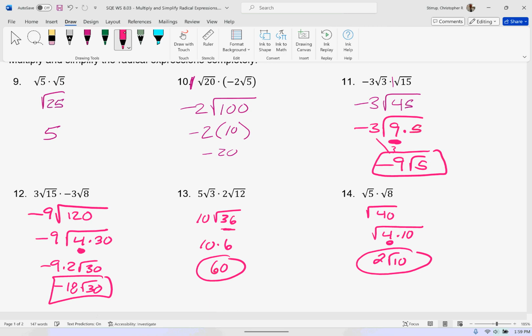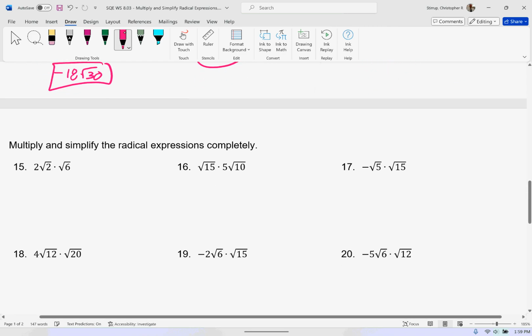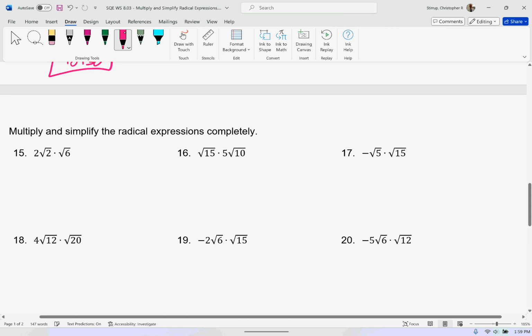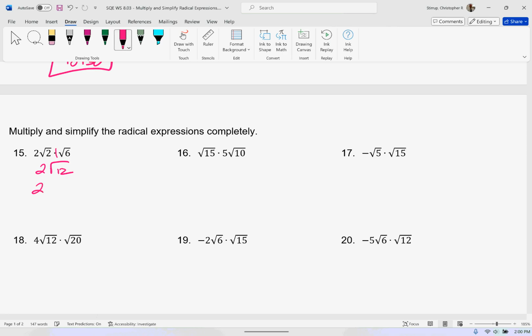Ready? All right. Number 15. We didn't have to do 15, but let's do it. There's a 1 right there, so I get 2 root 12. What does 12 break down using those numbers? What? 3 and 4? 4 is the perfect square. What's the square root of 4? 2. 2 times the outside 2 is?